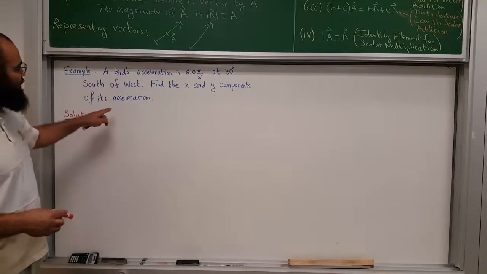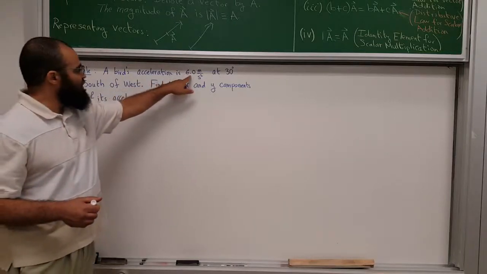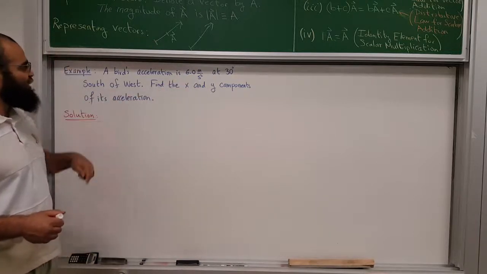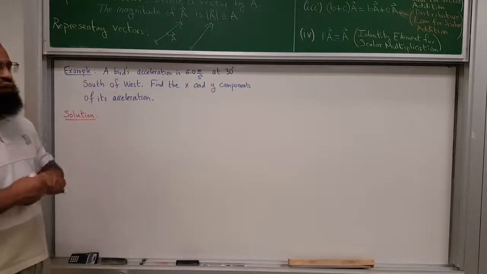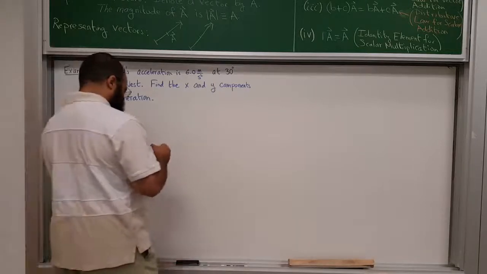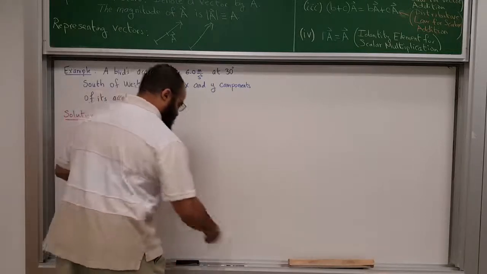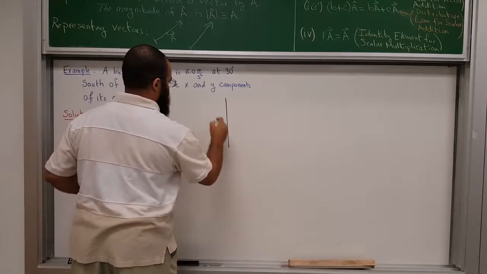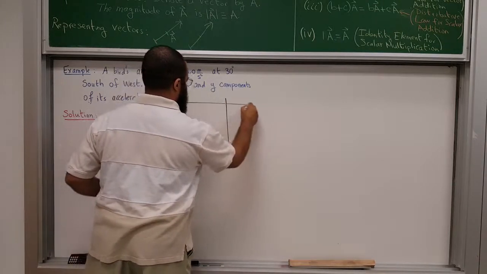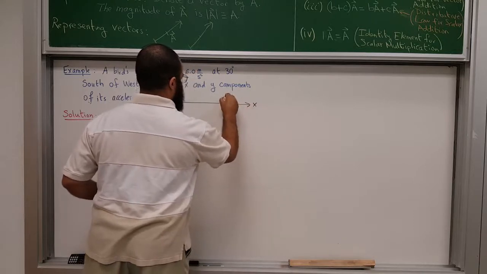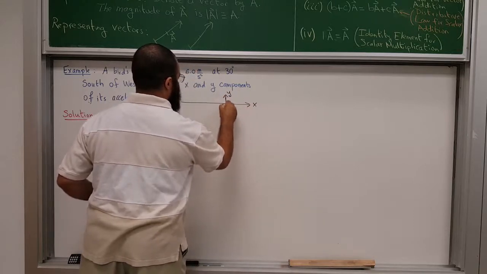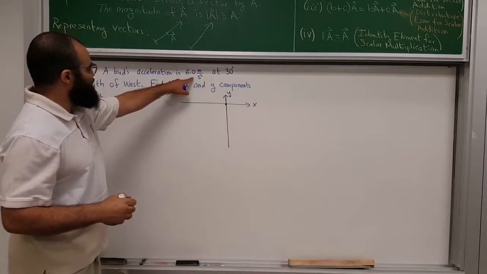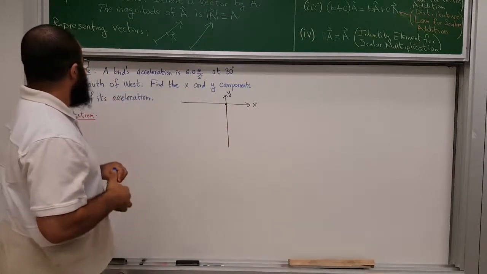The same thing with acceleration. The magnitude of acceleration is 6. The direction is at 30 degrees south of west. So what are the x and y components? So we have to choose our coordinates. So here are x and y. Here is the x, and here is y. This is our origin. The acceleration is 6 units, 30 degrees south of west.